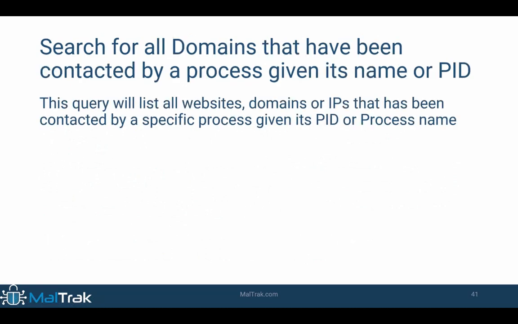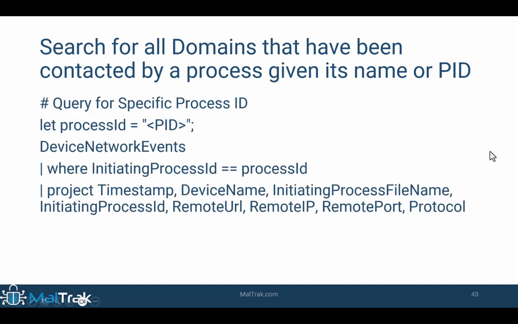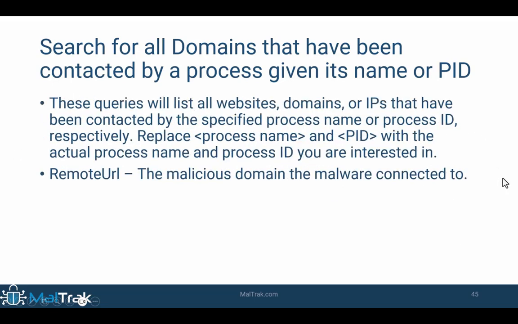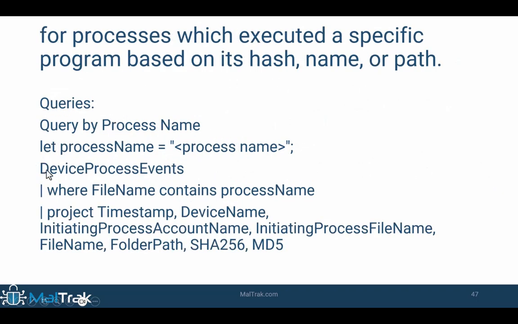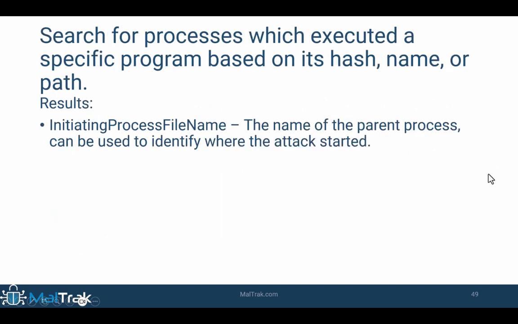So search for all domains that have been contacted by a process given its name or PID. We've been through this before. We've been through this in Module 4. You just specify the PID and it'll query the device network events table in Defender. Okay, and the results will give you that. Remote URL, it's just an explanation of what your results are. So you could search for processes which execute a specific program based on its hash, name or path. Also, we've been through this. You're querying the device process events table, and you're looking for a type of SHA-256, MD5 hash, etc. Okay, we've been through that before.